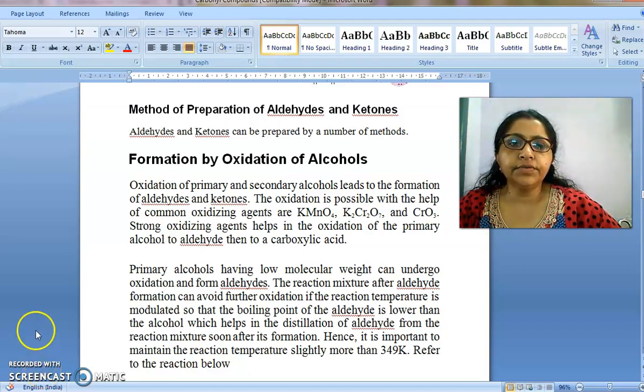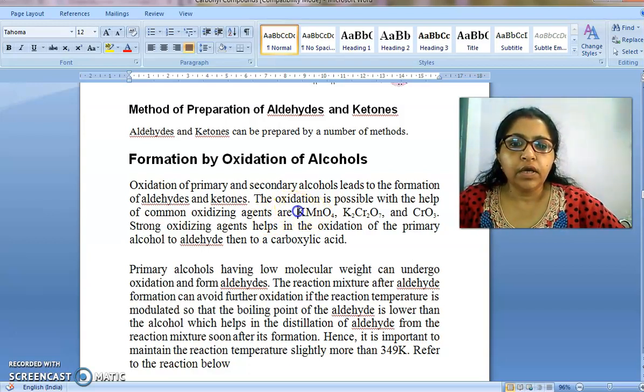So now we will concentrate on methods of preparation of aldehydes and ketones. There are a number of processes. First of all, we will concentrate on formation by oxidation of alcohols. So I have already told you about common oxidizing agents like KMnO4, K2Cr2O7, CrO3, etc., chromium trioxide. These are very strong oxidizing agents.